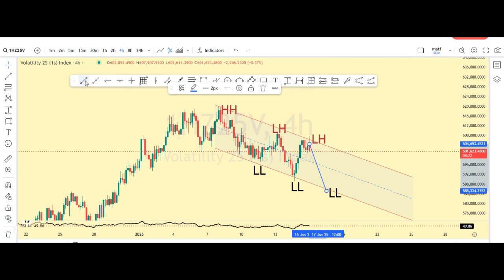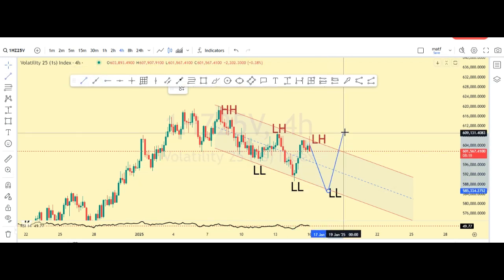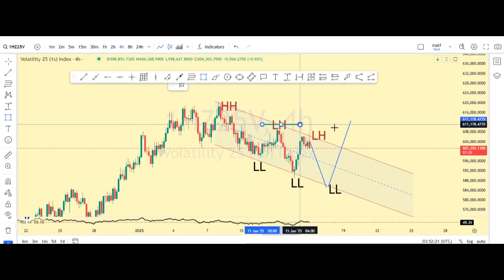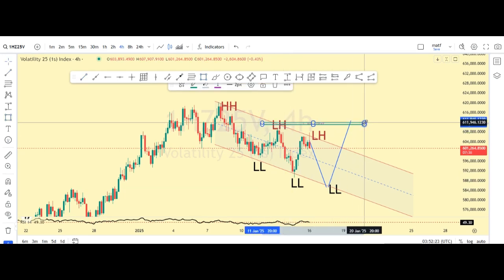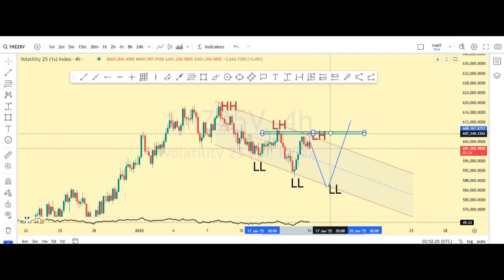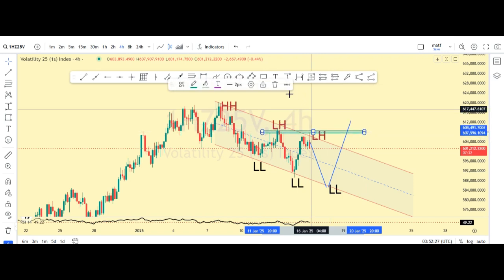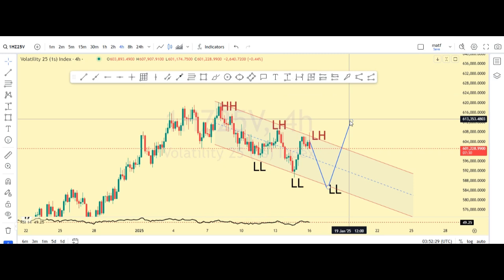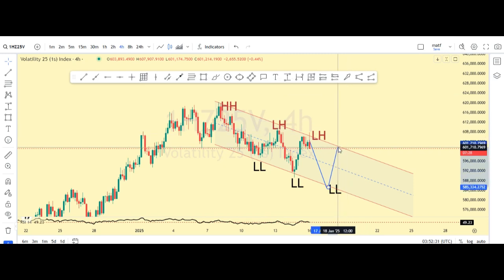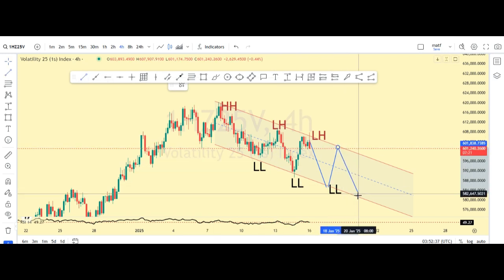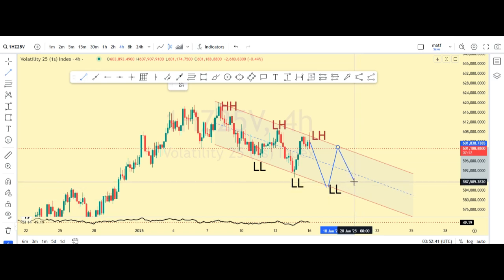Then it's going to go up from this lower low. If this high is not taken out, then we're going to see something like this, price coming this way and then continuing to sell to the downside, just as you can see. Let's say this level is not taken out.